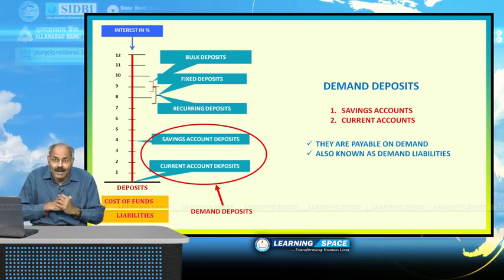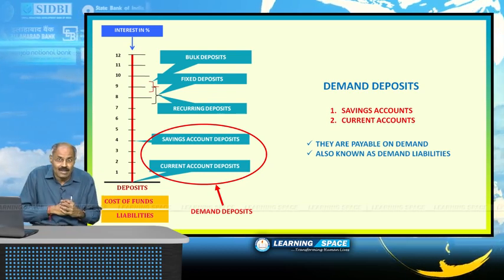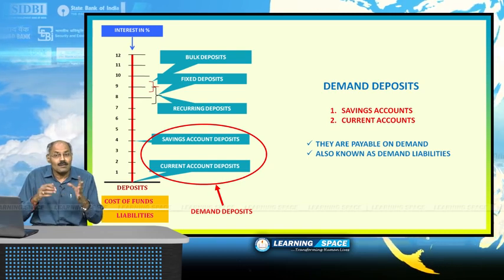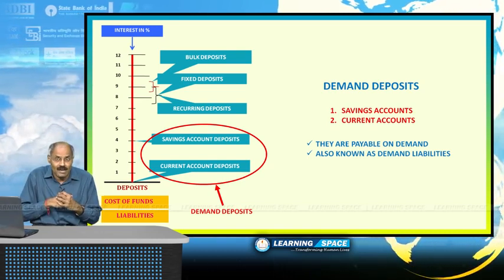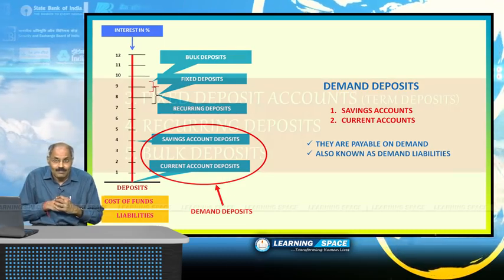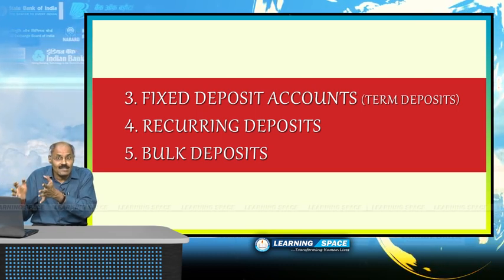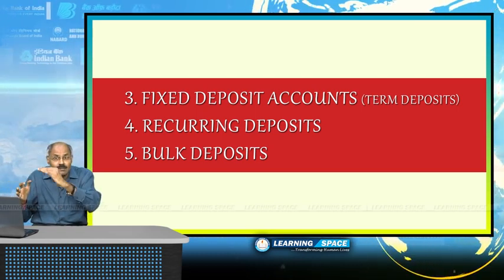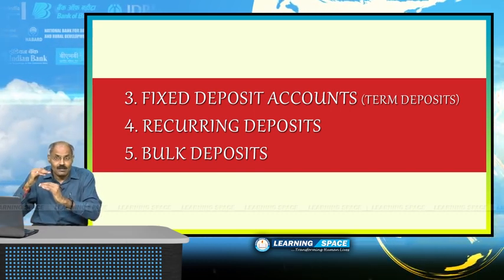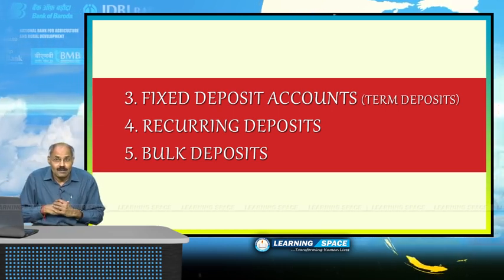After all, deposits in the banking system are nothing but liabilities. We learnt that in the first lecture itself. As deposits are known as liabilities, these two types of deposits are known as demand liabilities. And we are going to discuss three types of deposits in this class: fixed deposits, recurring deposits, and bulk deposits.